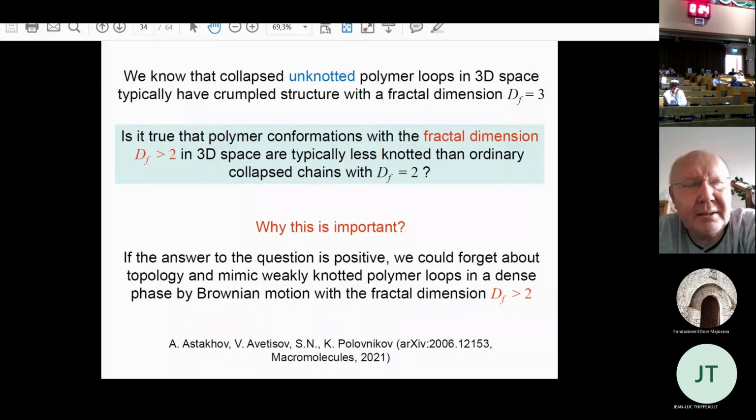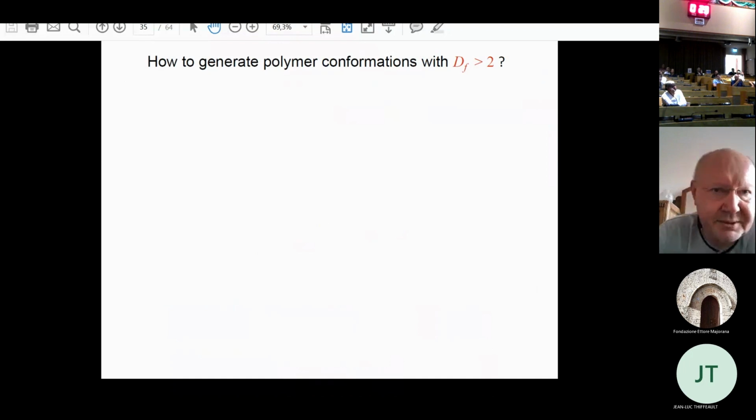So therefore, there is a question. Maybe if we would relate somehow fractal dimension and topology, maybe we can forget about topology altogether and say that maybe we can mimic weakly knotted polymer loops in the dense phase just as a Brownian motion with a fractal dimension which is larger than 2. Then we can wash out the topology and just play with the fractal dimension, and generating polymers with some given fractal dimension is something well known. So we create somehow polymers with fractal dimension 3 and ask whether they are less knotted or not than polymers with fractal dimension 2. First, there is a question of how to generate polymer conformations with fractal dimension larger than 2.